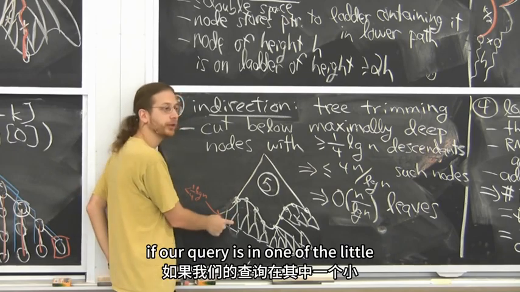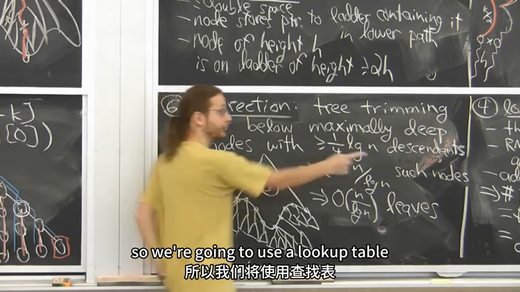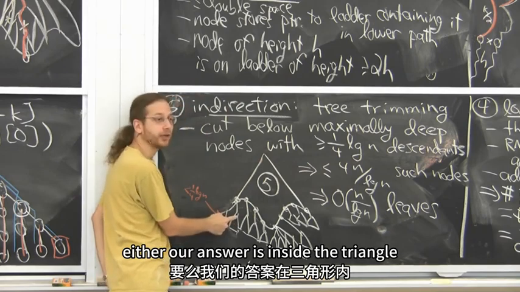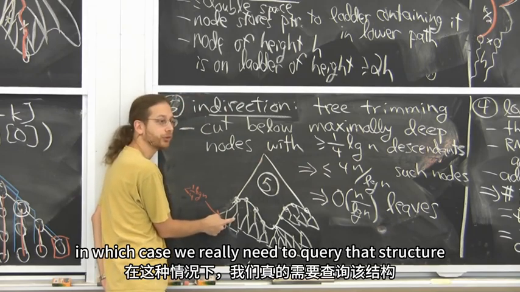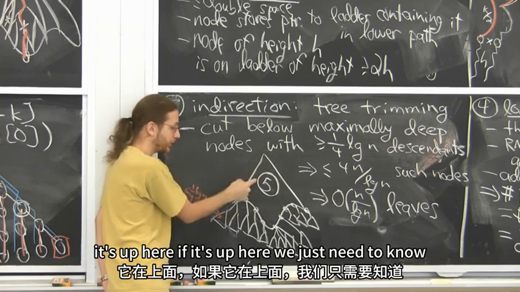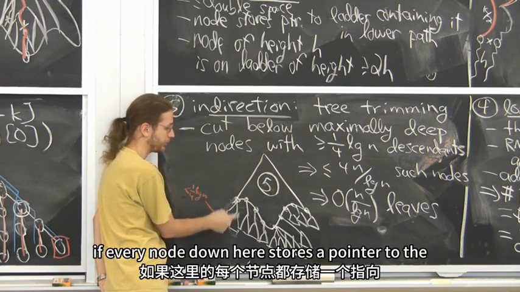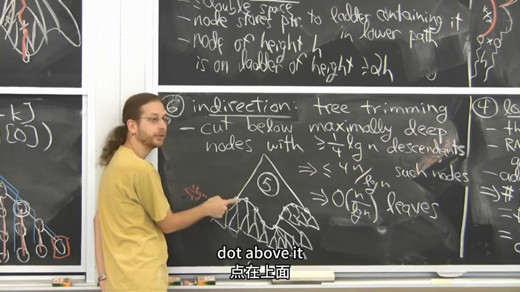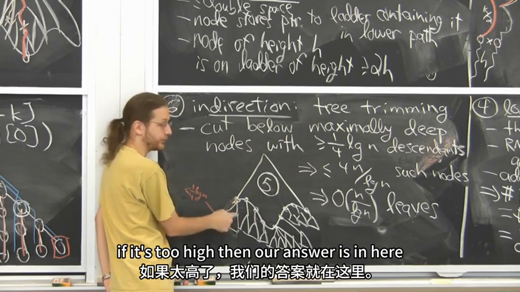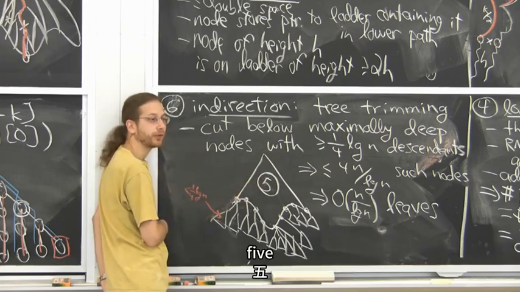If our query is in one of the little trees at the bottom, which are small, they're only a quarter log n, so we're going to use a lookup table. Either our answer is inside the triangle, in which case we really need to query that structure, or it's up here. If every node down here stores a pointer to the dot above it, then we can first go there and see: is that too high? If it's too high, then our answer is in here. If it's not too high, then we just do the corresponding query in structure 5.